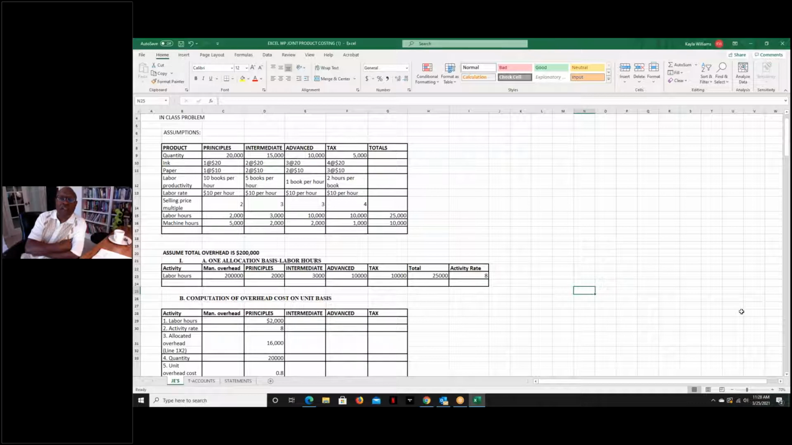If it's over 4, you divide, and if it's under, you multiply. Yeah. In this case, we're working on principles, right? And it says you made 10 books per hour. Since it's over 4 books per hour, you would divide the 20,000 by 10.